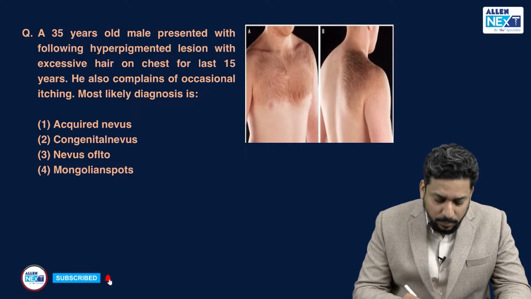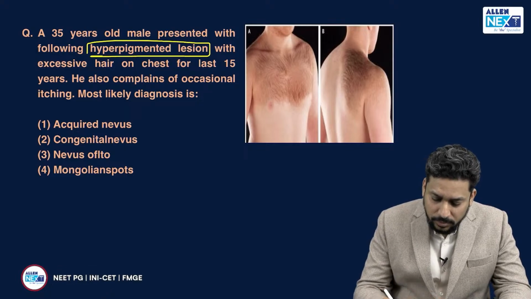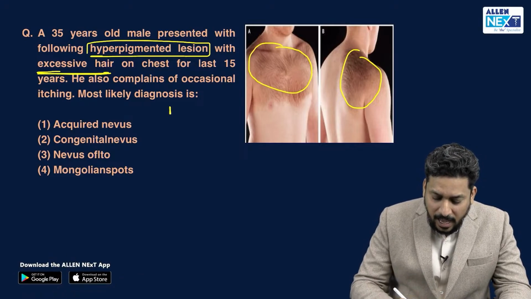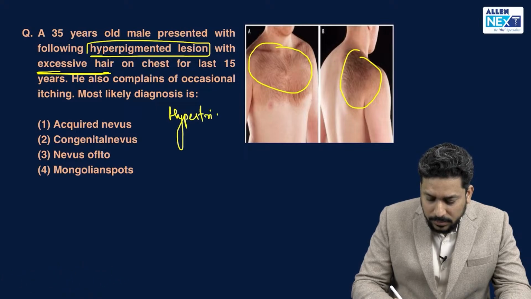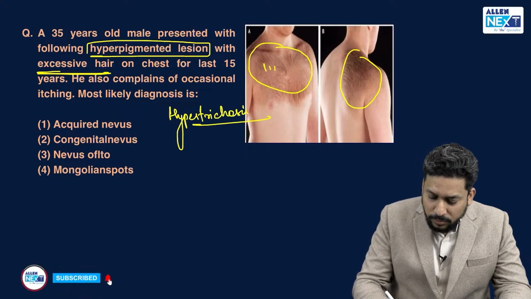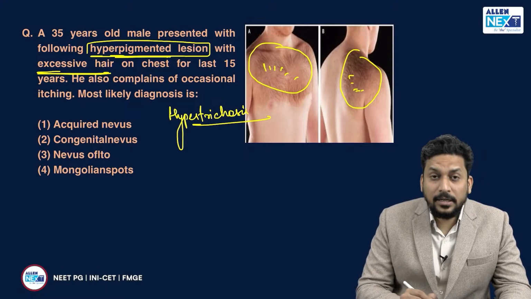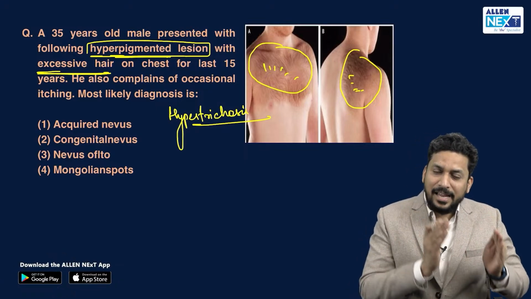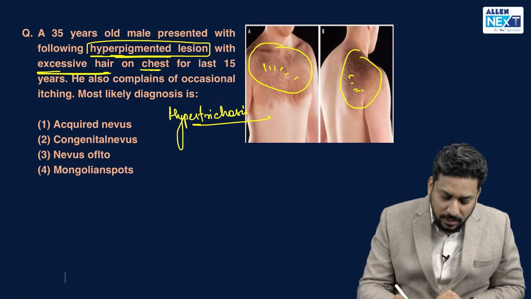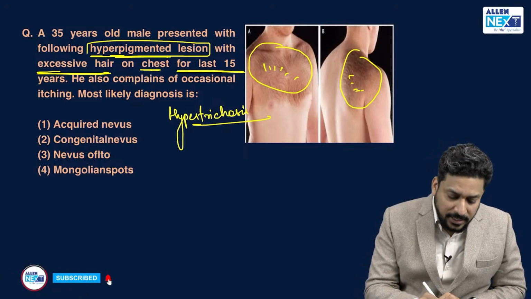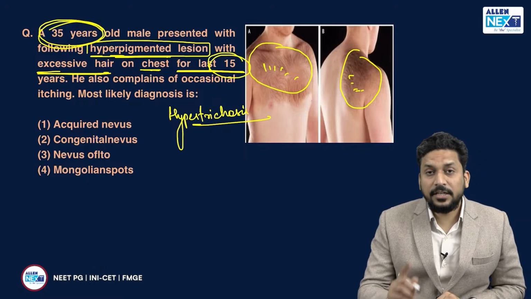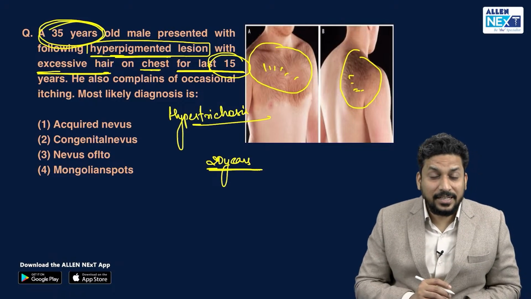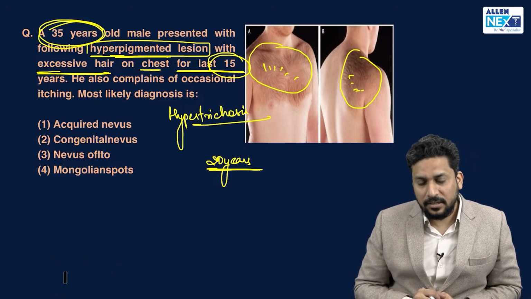35-year-old male presented with following hyperpigmented lesion. So, you can see this dark colored lesion which is present. With excessive hair, there is hypertrichosis. That is excessive growth of the hair follicle in this hyperpigmented lesion. So first a dark hyperpigmented lesion developed and then hypertrichosis, excessive growth over the chest for last 15 years. So patient's age is 35 years and for last 15 years he is having such lesions. So at the age of 20 years he started developing such lesion. That is around his teenage he started developing this lesion.